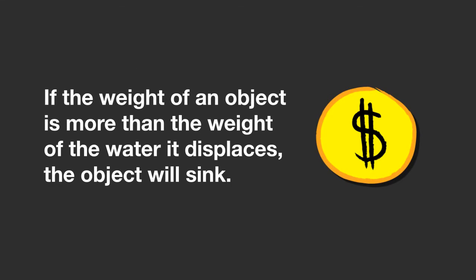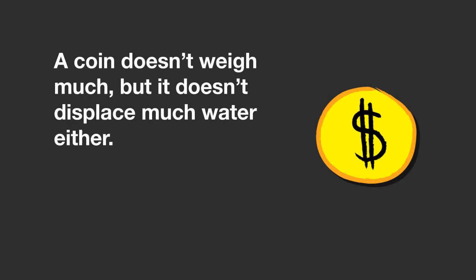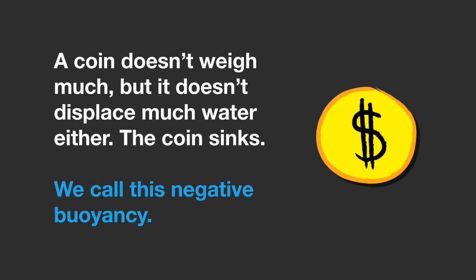If the weight of an object is more than the weight of the water it displaces, gravity will win and the object will sink. An example of this is a coin. A coin does not weigh very much, but it does not displace much water either. It weighs more than the water it displaces, and so gravity wins and the coin sinks. We call this negative buoyancy.